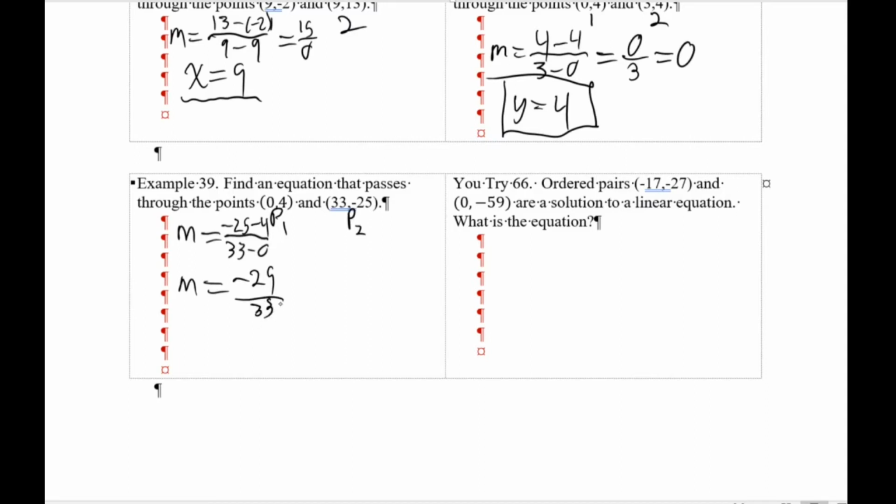Here this has some 3's and 11 in it. If I add these together, 9 plus 2 is 11, which isn't divisible by 3 or by 11, so this is as simplified as we can get.